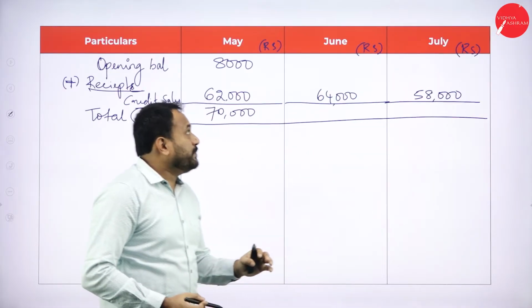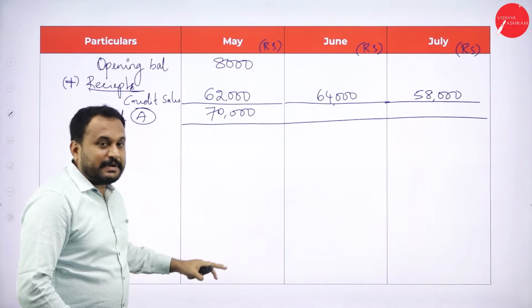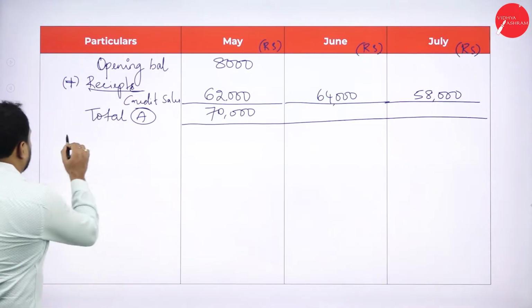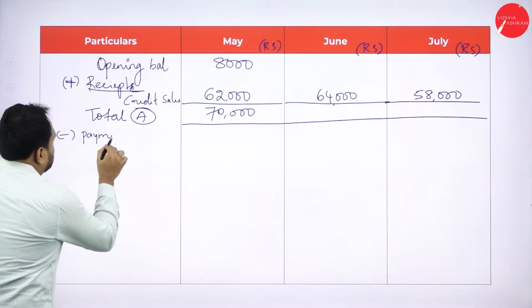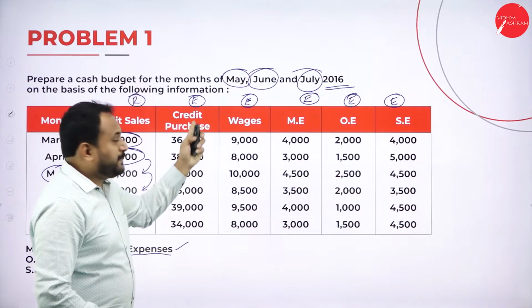what the opening balance of June is. So what will be the opening balance of June? The closing balance of May will be the opening balance of June. The next one is, now we need to subtract all the payments which go out from us. So what is the payment here? Now all the expenses, those are the payments.